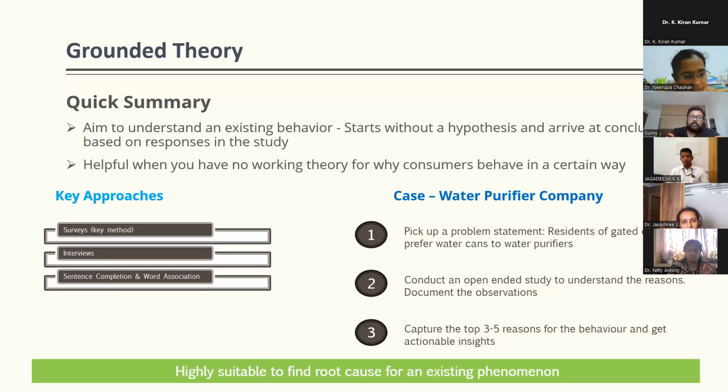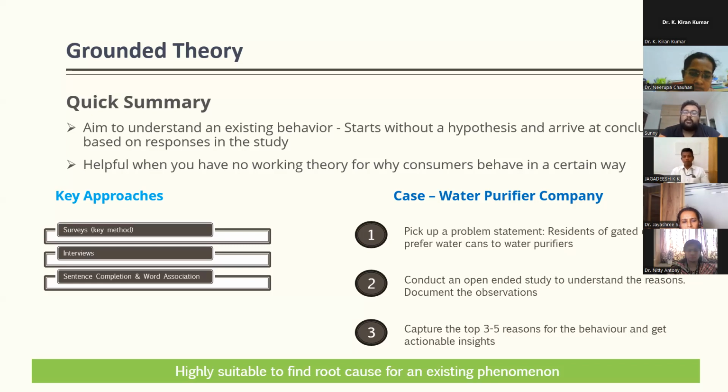So the next methodology that I want to cover is grounded theory. A lot of times in marketing, you know that something is happening. For example, let's say you know that people who are above 35 years are buying your product, but you don't know why. Or let's say, for example, new migrants into the city are buying your product and you don't know why.